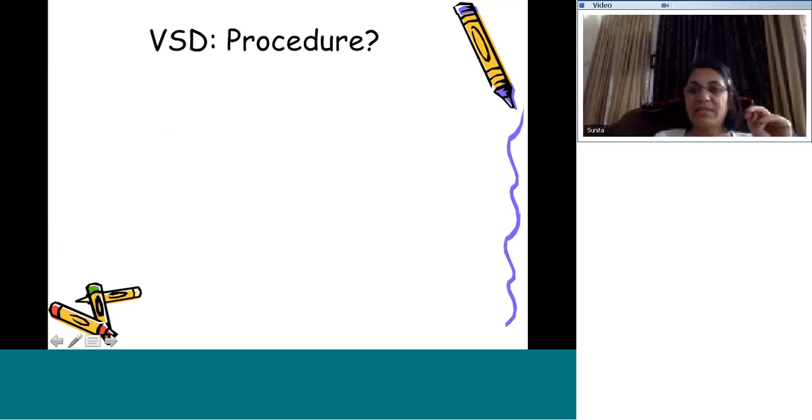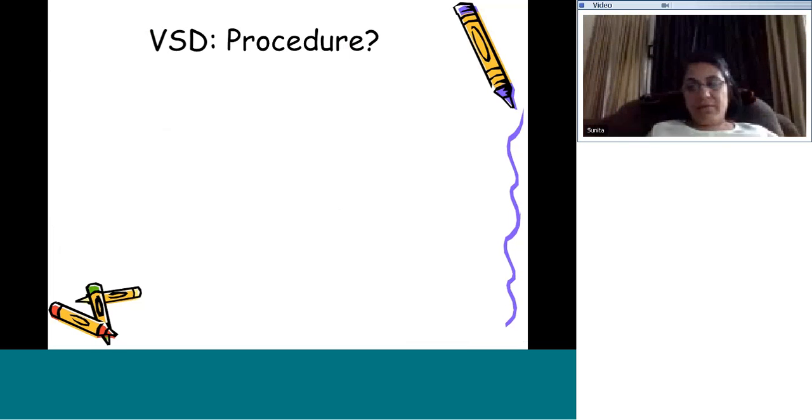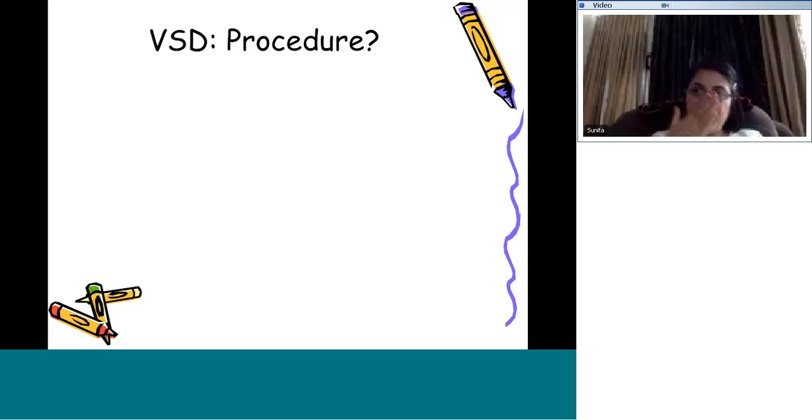Okay, VSD. What is the procedure for closing a VSD? What is it called? What do you use to close your VSDs? And typically, do you close it from the RV side or the LV side? You put a patch typically, right? What is that patch made of? That patch again can be made of Dacron, can be made of calcium. Now it's typically put on the right ventricular side.